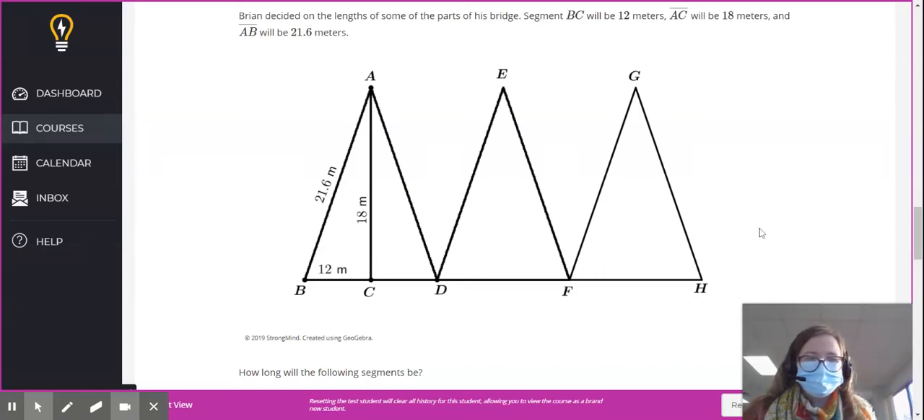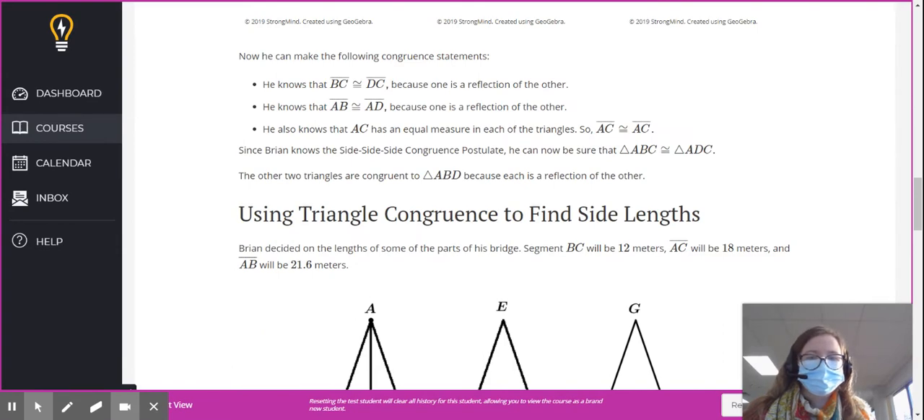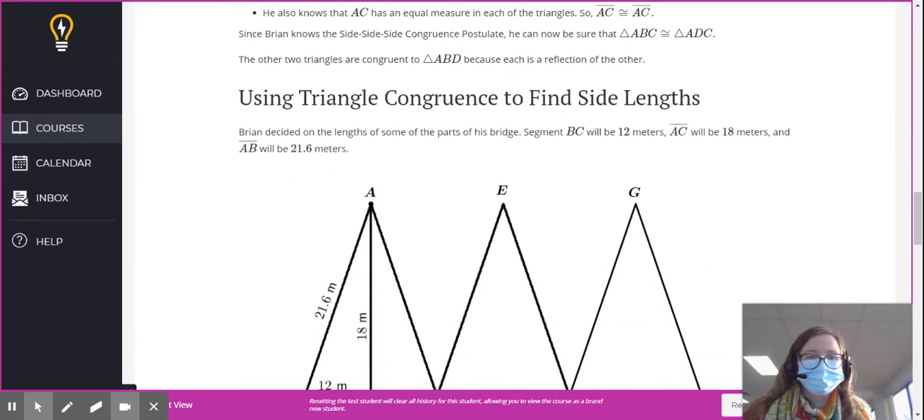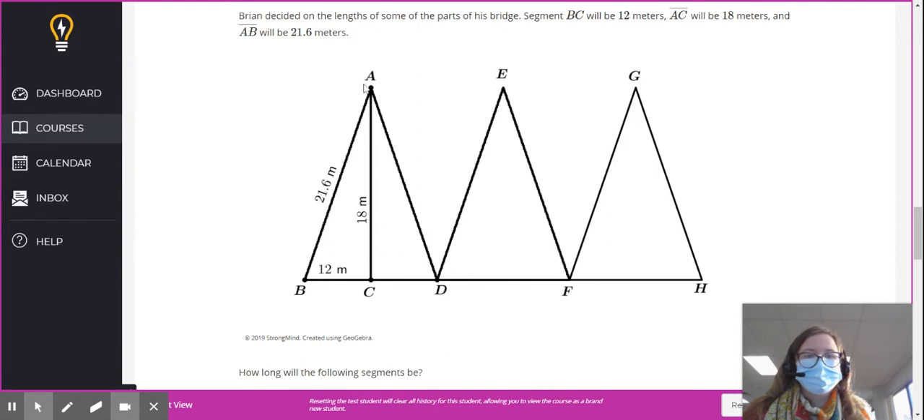Hello, this is a video for 9.3. So 9.3 talks about using the triangle congruence for side, side, side to find side lengths. So if we have this figure, which is made up of a lot of these little triangles right here.